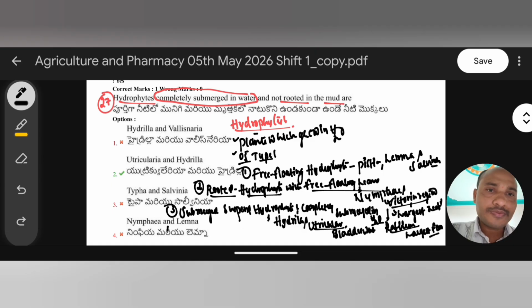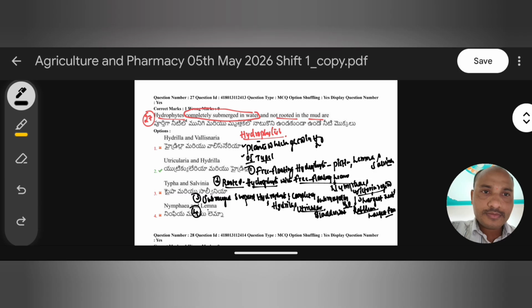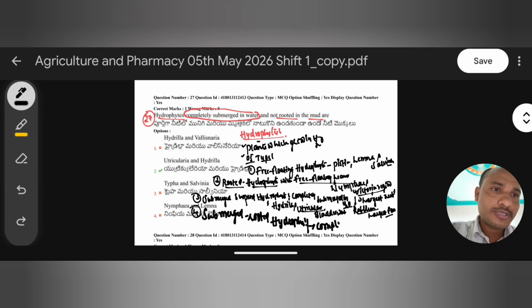And one more type of hydrophytes, the fourth one, is submerged rooted hydrophytes. This plant is also completely submerged in water, but it has roots. In the third type they do not have root, they are completely submerged in water. But the fourth one, submerged rooted hydrophyte, has roots and is also completely present in the water. The best examples for submerged rooted hydrophytes are Vallisneria and Zostera.